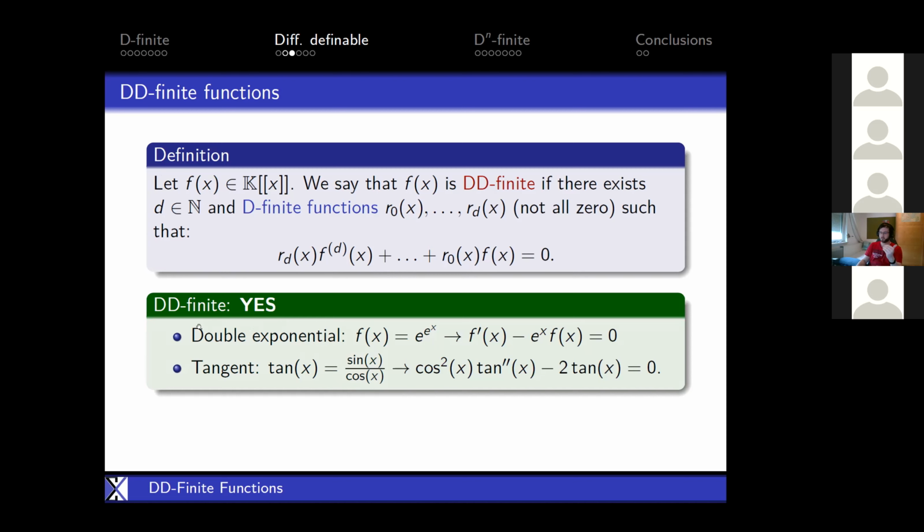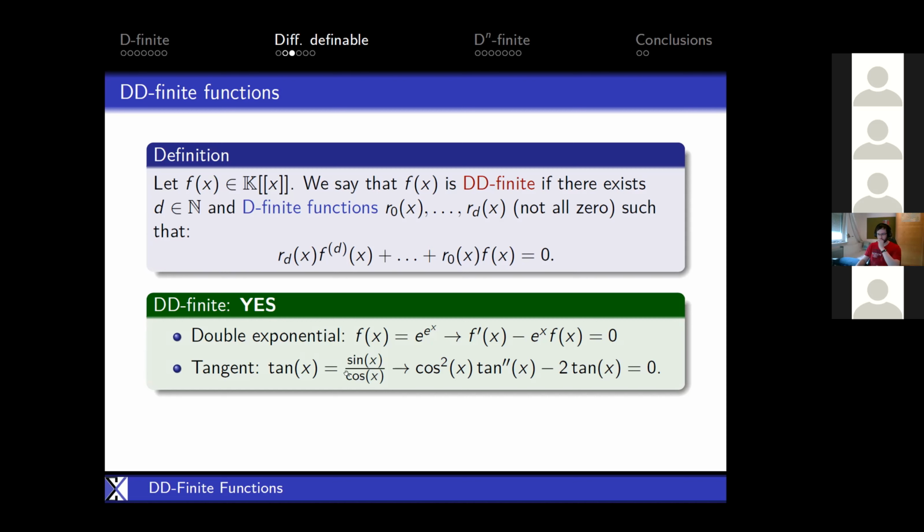Now we see in the bottom that the two examples that I mentioned at the beginning, the double exponential and the tangent, are now DD-finite. So they satisfy this type of equations. Namely, with the double exponential, we have this first order differential equation where one of the coefficients is the exponential. For the tangent, we can find several linear differential equations, but this is one example. For the two, we have the cosine squared, which is D-finite using the closure properties we've seen already, and -2 here that is just a constant.